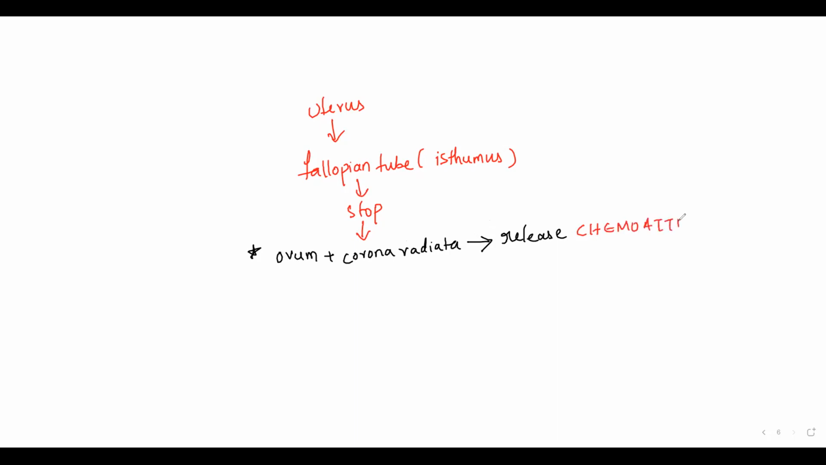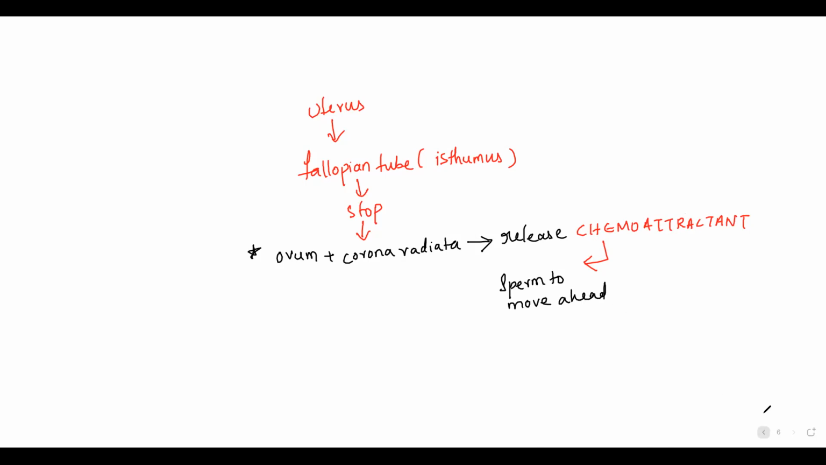Same thing we have seen in the plants, right? When a pollen grain falls on the stigma. So the same thing is happening here. There's a chemoattractant. Now this chemoattractant is going to signal the sperm to move ahead.